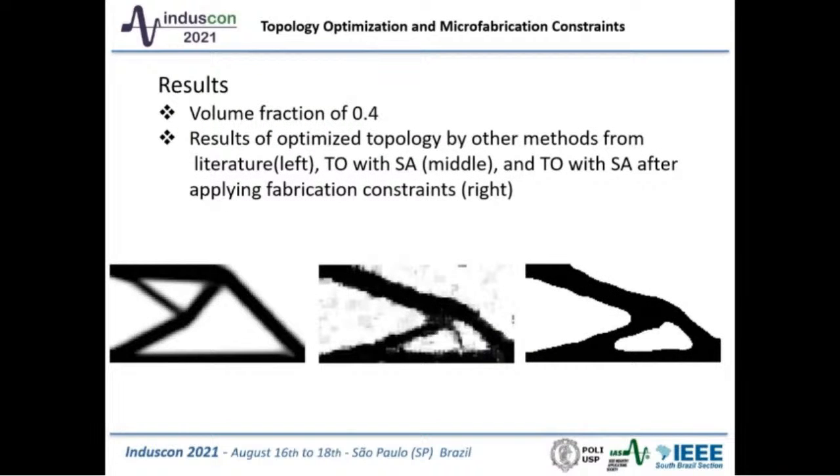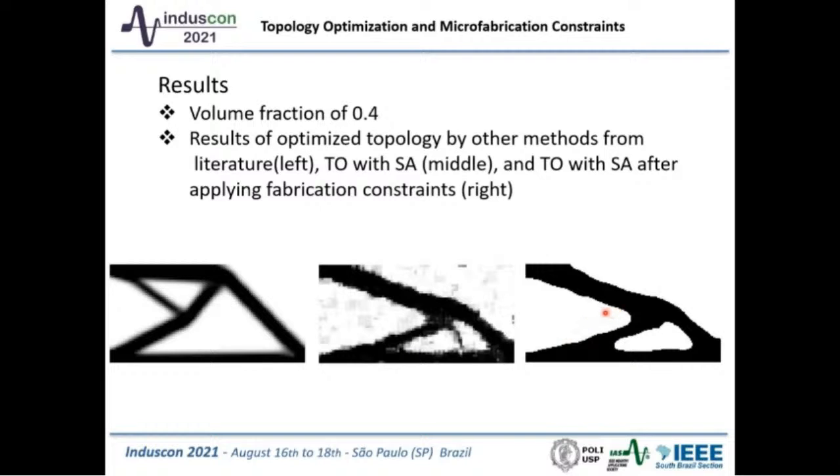The results from different approaches and for different volume fractions are shown here. The left is results from the literature. The middle is results from topology optimization with simulated annealing. And the right is results from the proposed method. As is possible to see here, the results from the literature have some gray areas and sharp edges. The results from topology optimization with simulated annealing have discontinuities, gray areas, and sharp edges. But the proposed method solved all of these problems, and the final solution is ready for fabrication.